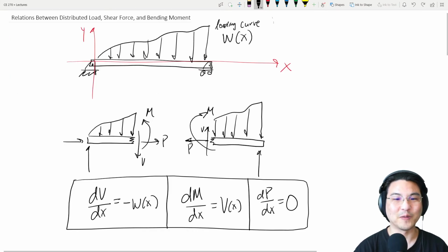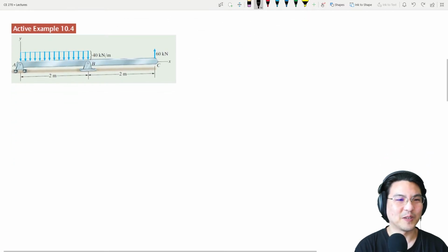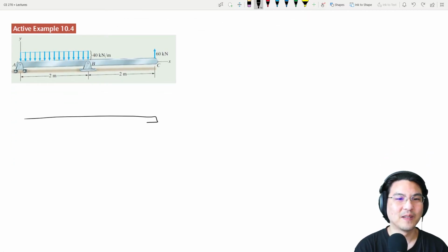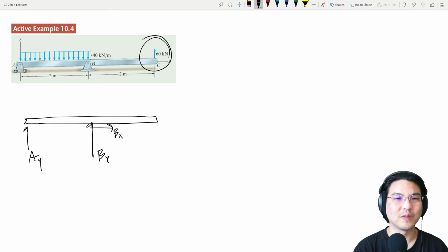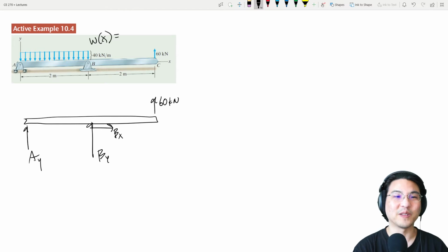Let's solve for the internal forces and moments. So first, let's figure out the reactions here. There's a roller at A, a pin at B. There's X here and Y over here, so I'll decompose A and B. Then there's a load over here, and then a distributed load here. What's the loading curve? The loading curve for this particular example is a constant.